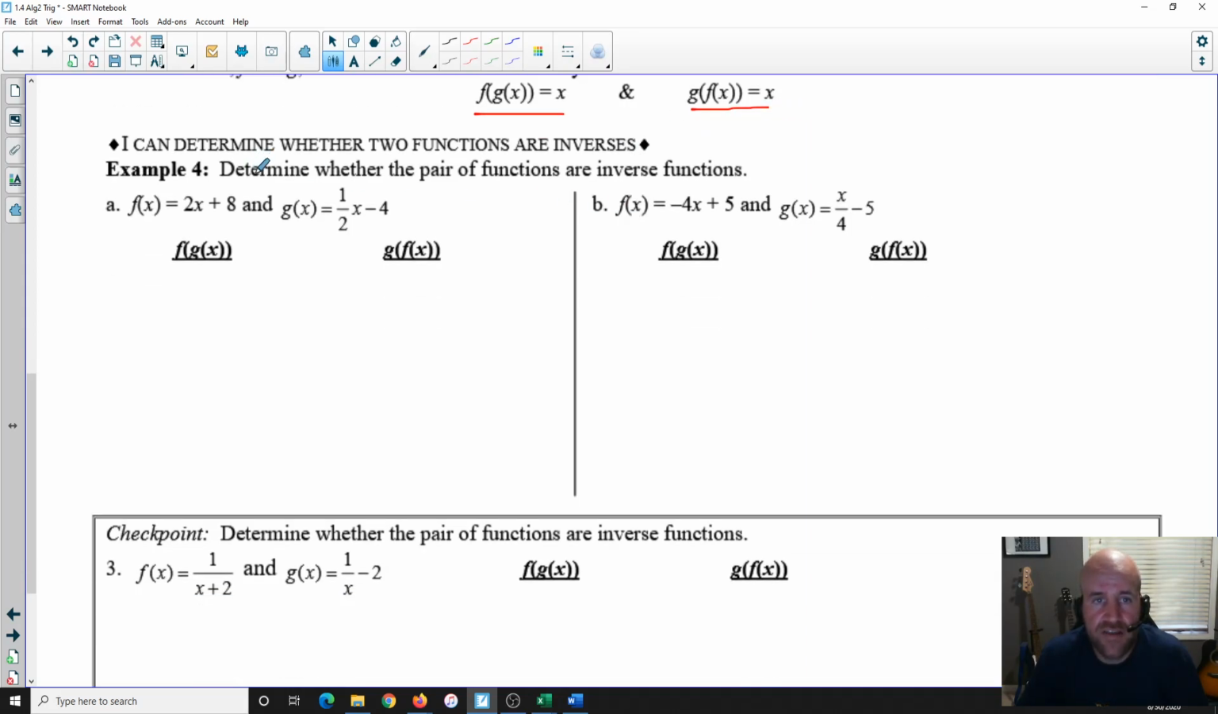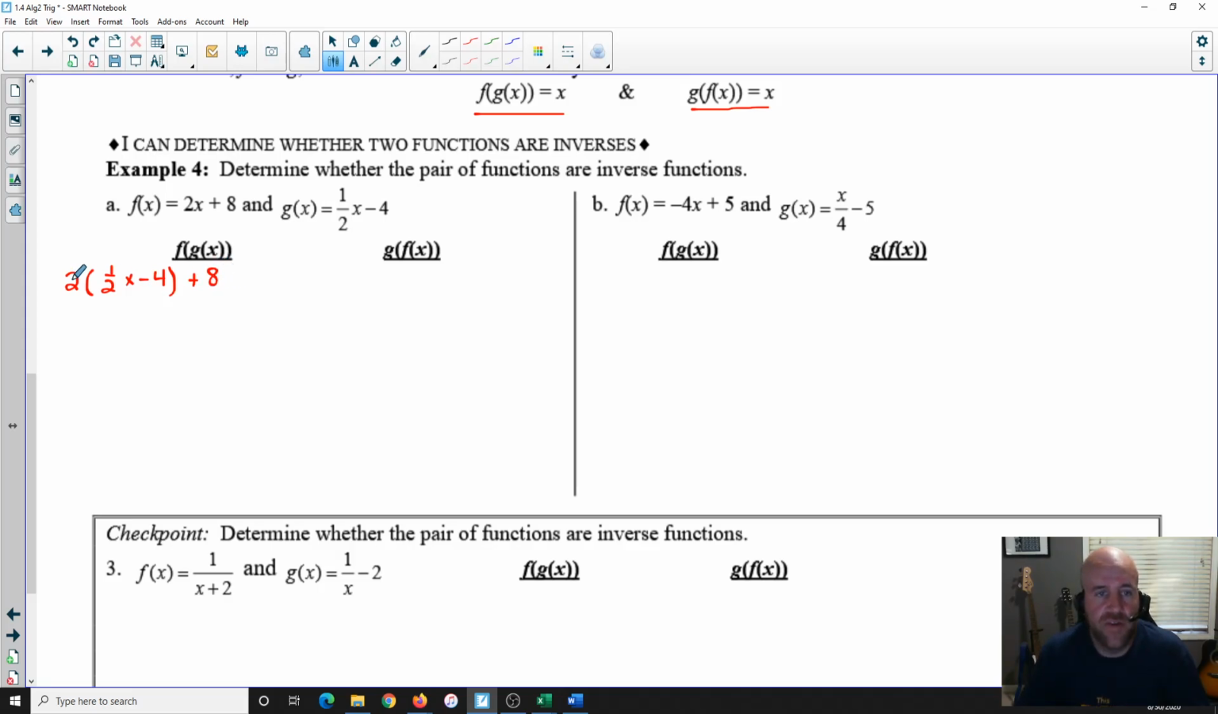So what we're going to do in example 4 is we're going to do f of g of x and g of f of x and see if they both equal x. So remember, g goes inside of f, so we're going to take that function and we're going to replace x in f. So we have 2x, so we're going to write that g function now. So 1/2 x minus 4, and then don't forget the plus 8.